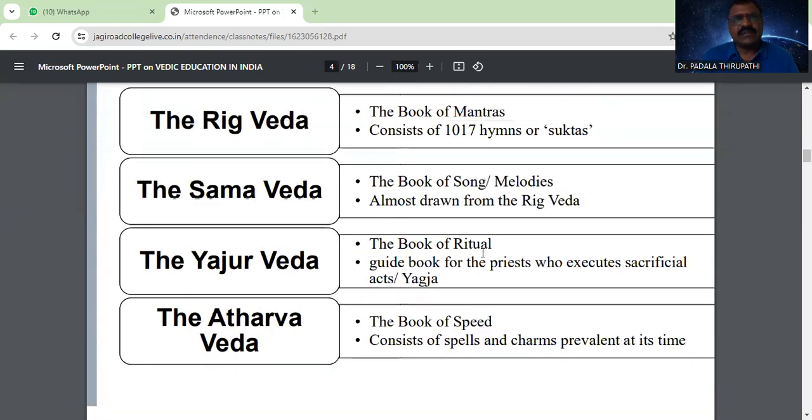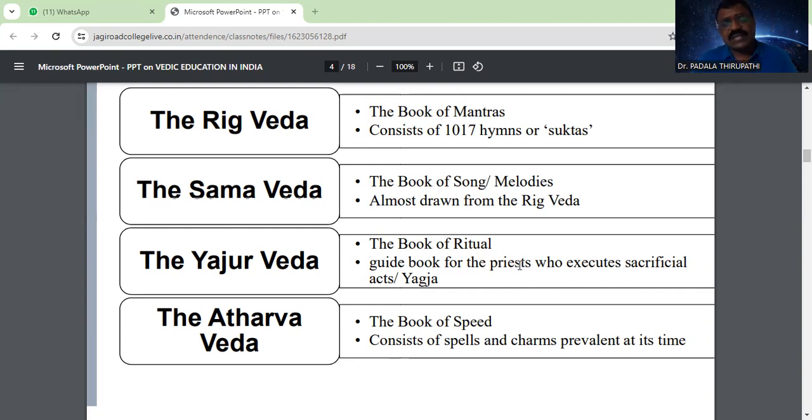And the third Veda is the Yajur Veda, the book of ritual. This Yajur Veda is a guide for the priests who execute sacrificial acts or yajnas. The Yajur Veda gives us knowledge related to yajnas and yagas.